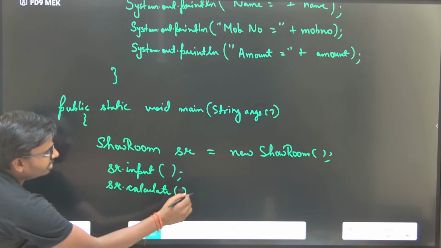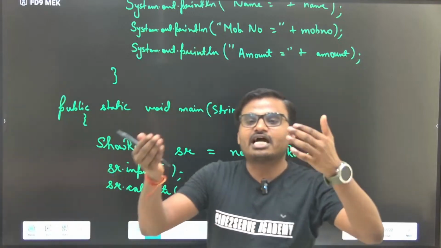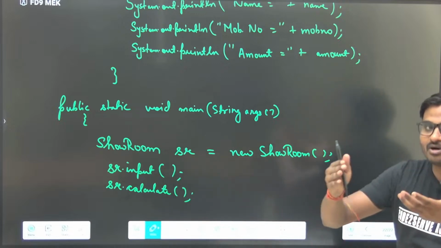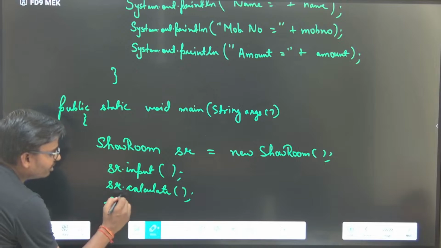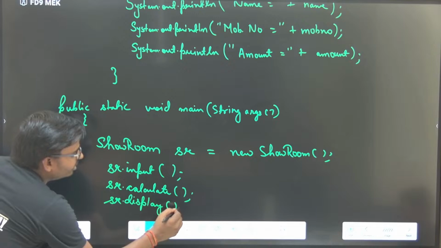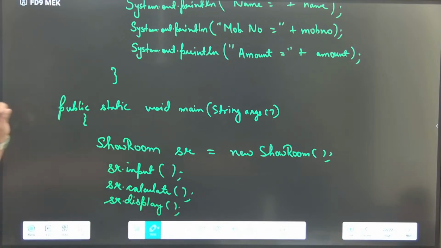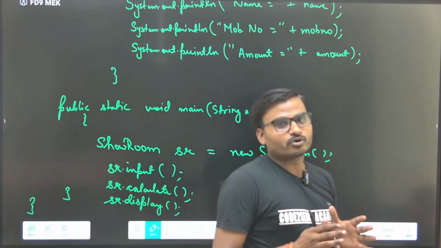This calculate method that we created, based on the cost, will calculate the discount and the final amount. Now after calling this, we have the final amount. At the end, we will call sr dot display. Now it will display the name, mobile number, and the actual amount to be paid. So this is the closing of this main, and this is the closing of the class. So this is the complete program.